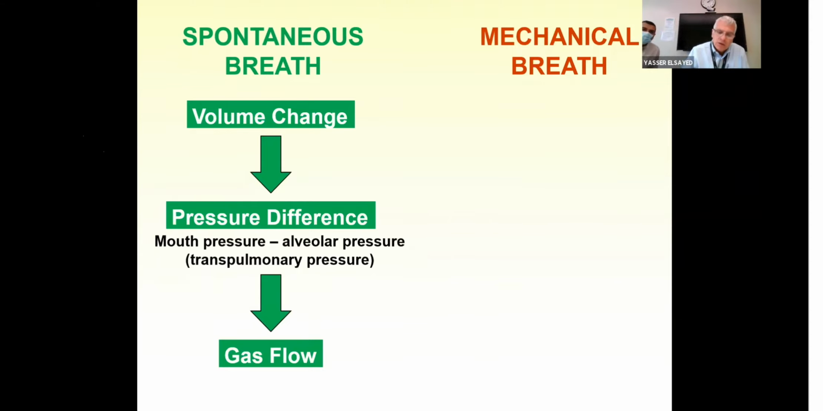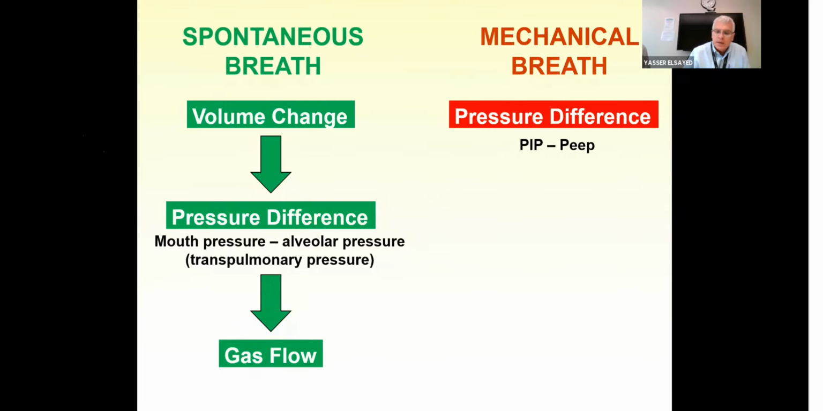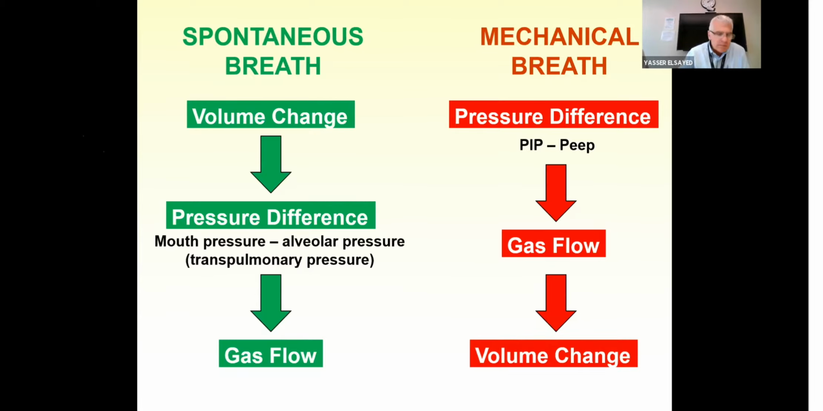Now, the other way we can get air into our lungs is when we do a mechanical breath, when we put a baby on a mechanical ventilator. In that case, the first change is not volume change, it's a pressure difference. And that's created by positive inspiratory pressure that, when you subtract the PEEP from it, you create a pressure difference between the mouth and the alveoli, and that makes the air go into the lungs, and that then will create a volume change. So as you can see, mechanical ventilation is not a physiological way to expand the lungs. It's very unphysiological. So you can see the difference. One is triggered by volume change, and the other one is triggered by a pressure change.